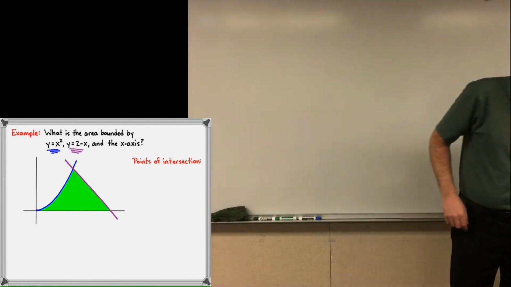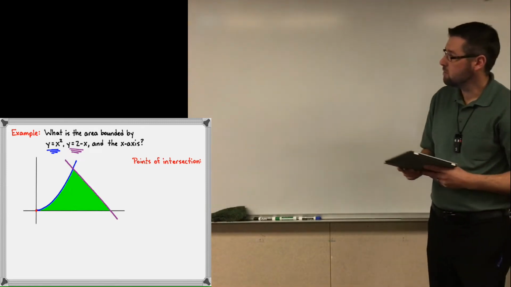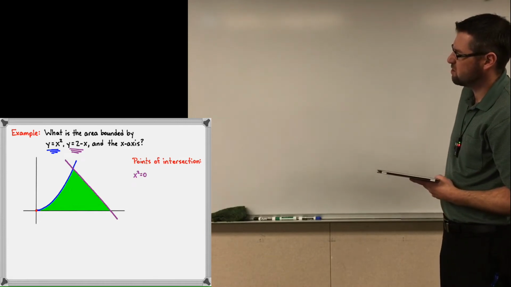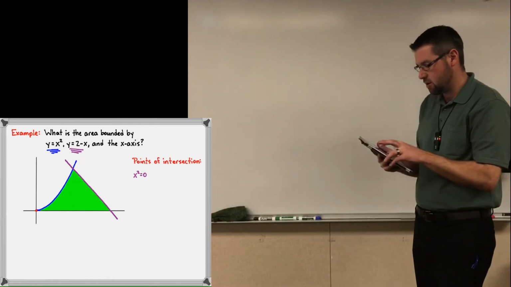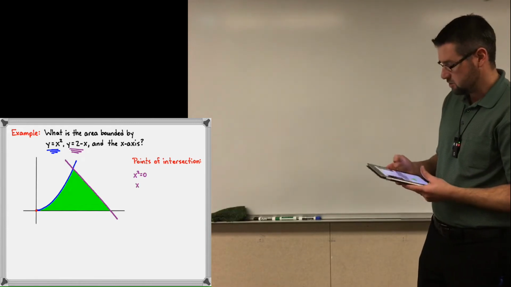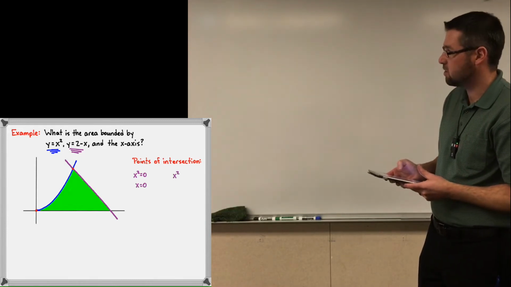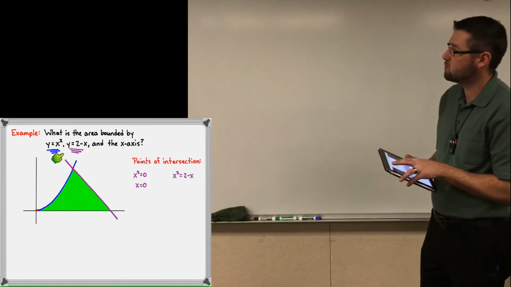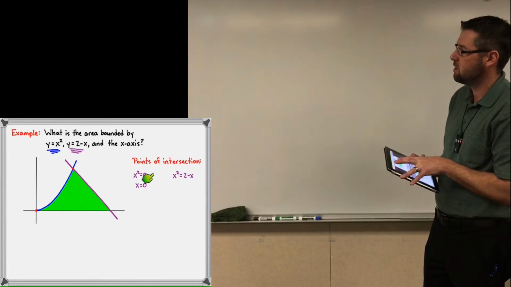X squared equals 1. You're going to set them equal. Okay, sometime or another I'm going to set them equal. So x squared equals 0. That's giving me my lower bound over here, right? So it's not really a point of intersection. So x equals 0 is one concern. The other concern is the actual point of intersection. So that's when x squared equals 2 minus x. How do we solve that?